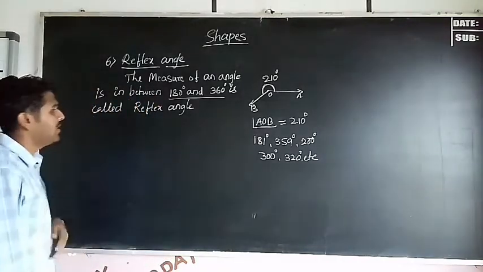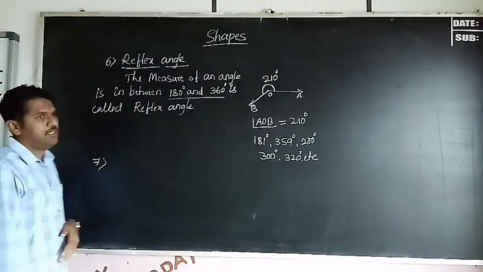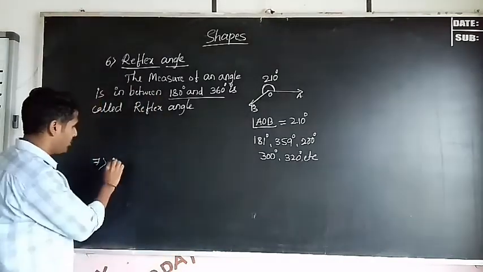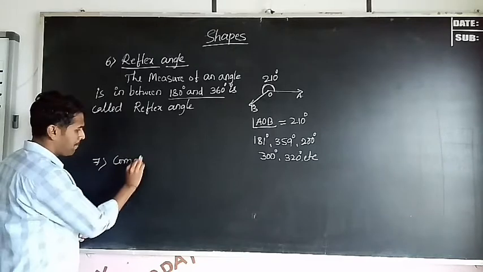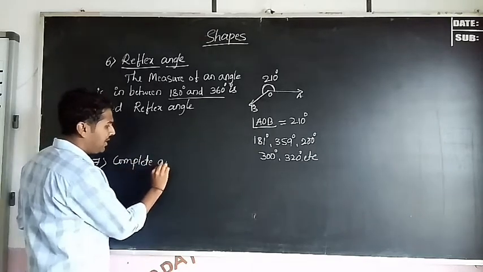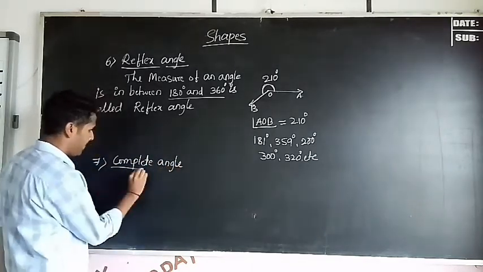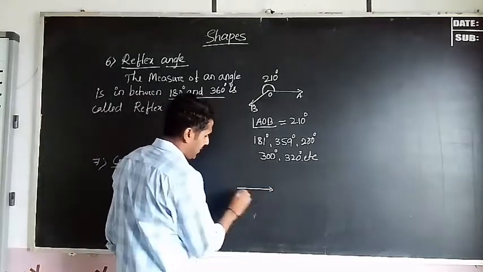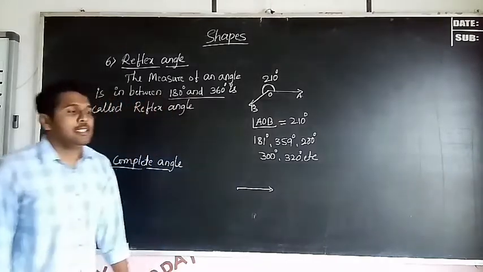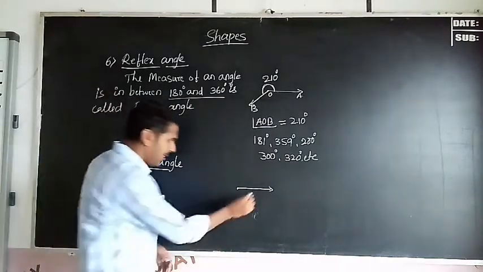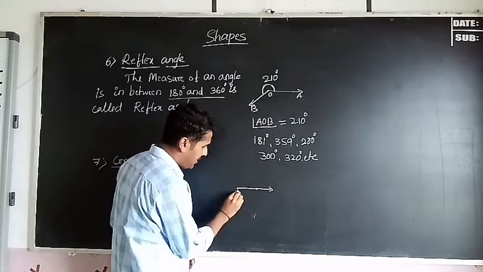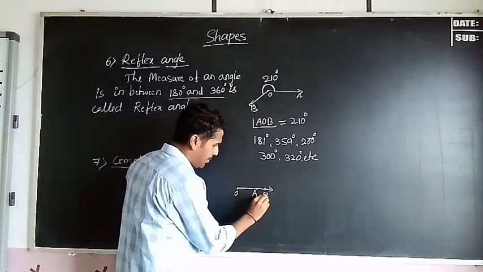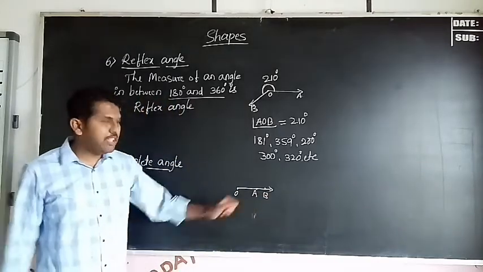So next one, and the last one. Which angle is it? The last one is complete angle. Complete angle. This is very simple and confusing also. So give it the name O, A, and here B is there. I have taken B here only.